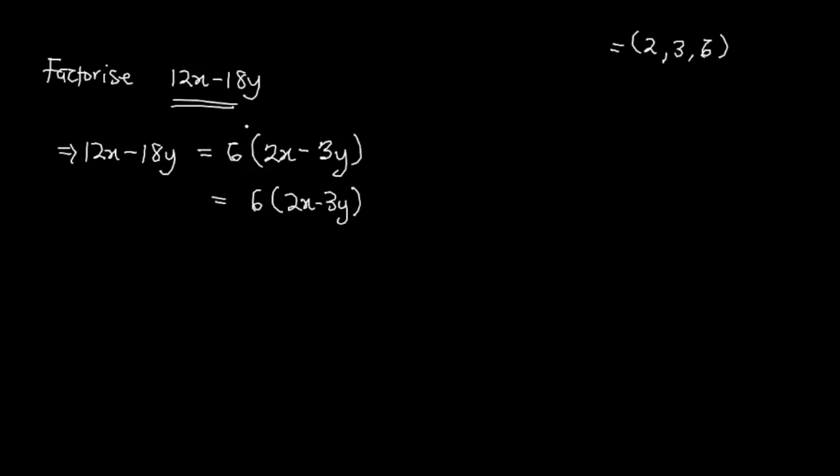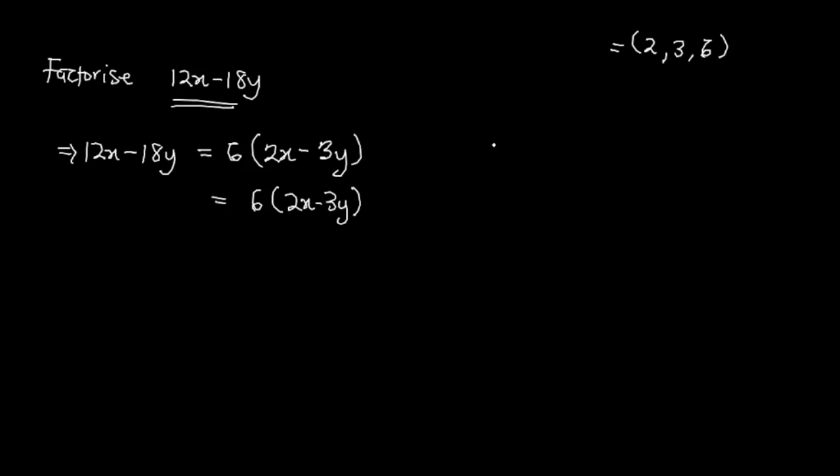So what is the point over here? The answer that we have, if we expand the bracket, we are going to get the question. So 6 multiplied by 2x will give us 12x. 6 multiplied by negative 3y will give us negative 18y. So it's just an expression that brings out a factor and then some numbers with their variables inside the bracket. Alright, so let's have a look at another example.